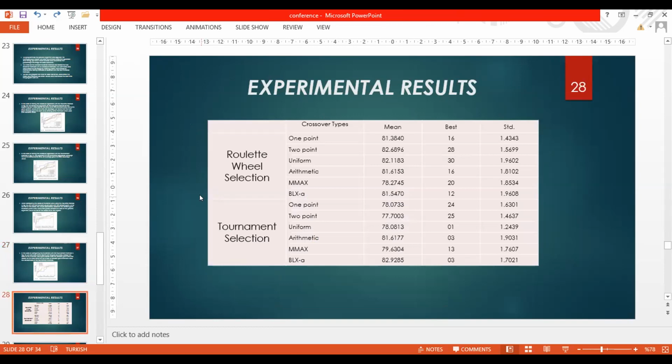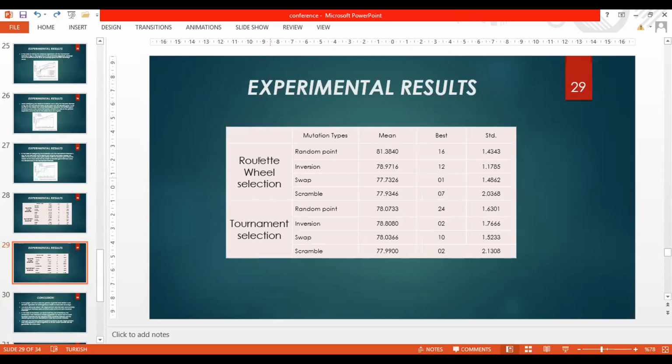Here we have the tables containing the data we got: roulette wheel selection and tournament selection with the crossover types. We have the mean, best time, number of runs, and standard deviation, and here we have the 2 selection methods with mutation types.